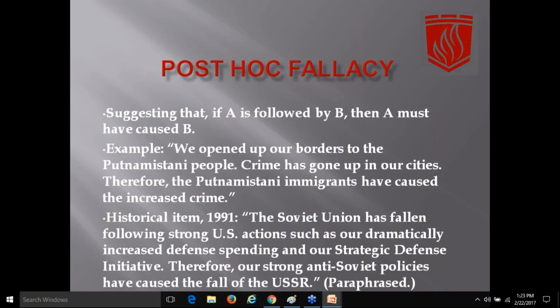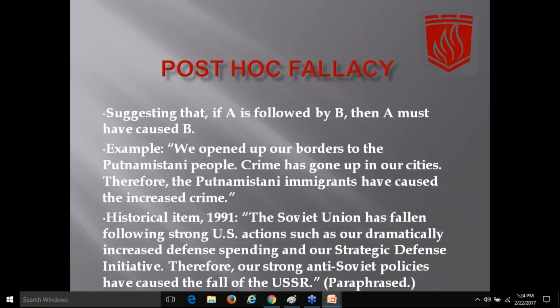People with good luck charms. Now, the reason they have these good luck charms is they once held their good luck charm, something good happened to them, and they said, well, I grabbed my good luck charm, something good happened. I'm just going to hang on to this good luck charm forever. An example, we opened up our borders to the Potnastami people. Crime has gone up in our cities. Therefore, the Potnastami immigrants have caused the increased crime.